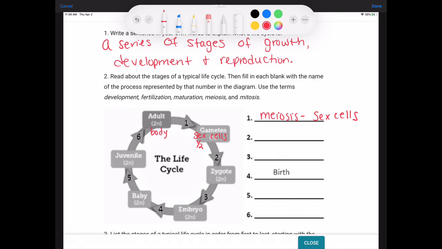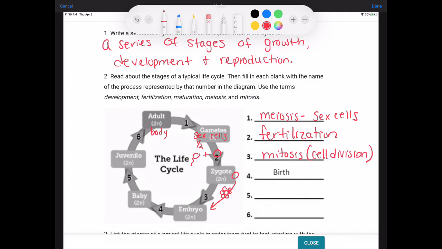Then from there, this step at stage 2, between the sex cells and the zygote, fertilization has to happen. And so this is when the sperm meets the egg. So in this case, you'd have the sperm and the egg. Then from the zygote, step 3, the zygote has to develop into an embryo. So the zygote is going to be one cell, but as it goes from step 3 to step 4, that cell is going to continue to divide, and that is mitosis. Cell division makes more cells.